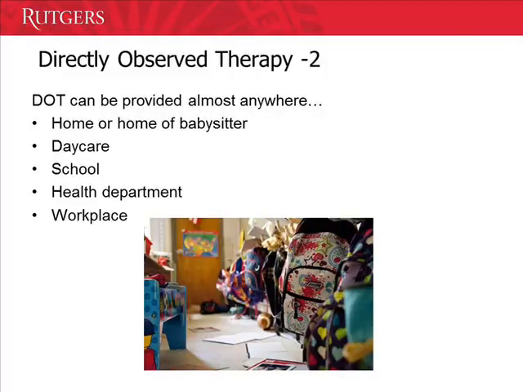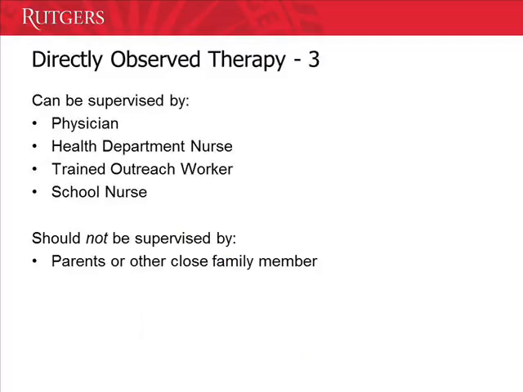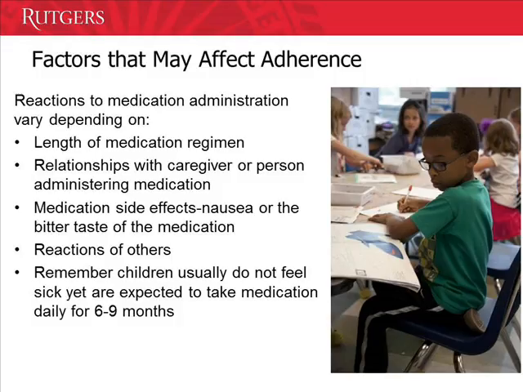Where can directly observed therapy be done? It can be done many places. Here's a list of a few places. We've provided DOT in many of these settings: either the home or the babysitter, if the child's being cared for by a babysitter, a daycare, school, health department, or workplace. It can be supervised by either a physician, a health department nurse, a trained outreach worker, or the school nurse. It should not be supervised by a parent or a close family member.